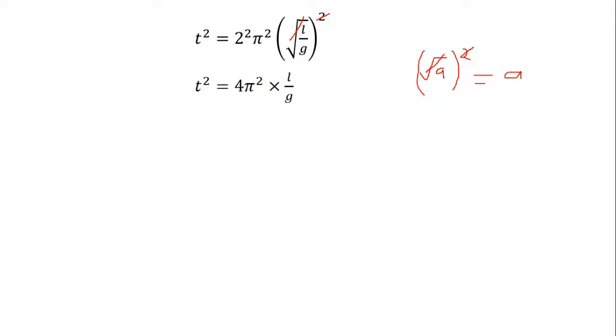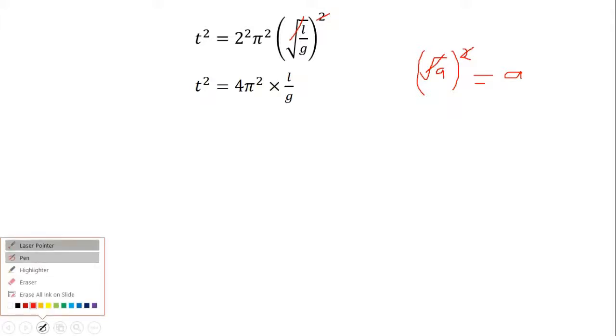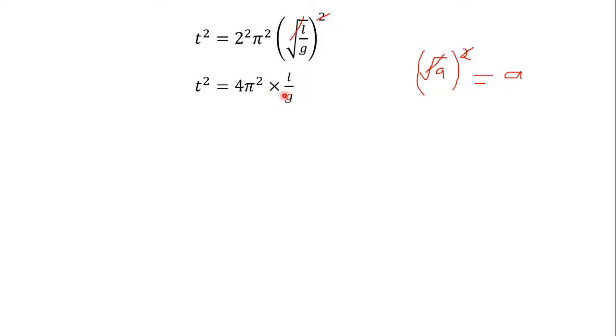So we are going to have 4 pi squared times L over G. Whenever there is a number or a term under the square root sign and you square it, the square root sign will be cleared. So the square will cancel the square root sign, and we now have L over G. Okay, let's continue. We want to make L the subject.